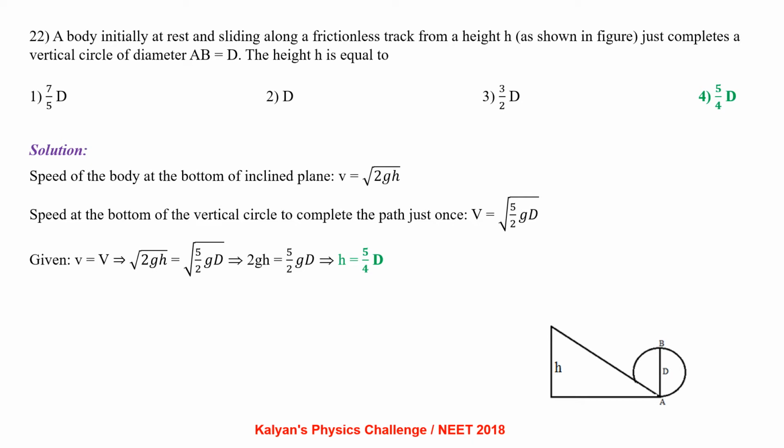A body initially at rest and sliding along the frictionless track from a height h as shown in the figure just completes a vertical circle of diameter d. The height of the inclined plane is h, so the speed of the body at the bottom of the inclined plane is root 2gh. Speed at the bottom of a vertical circle in order to complete the circular path at least once is v equal to root of 5/2 gd, where d is the diameter of the circular path. Since both the velocities are equal, we get h equal to 5/4 d upon simplification.